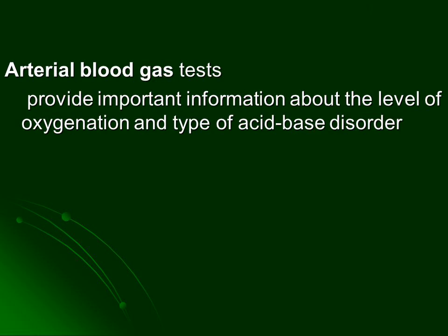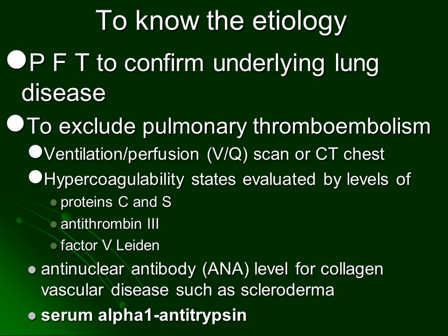Arterial blood gas tests provide important information about the level of oxygenation and type of acid-base disorder, to know the etiology. PFT to confirm underlying lung disease. To exclude pulmonary thromboembolism: ventilation/perfusion, VQ, scan or CT chest. Hypercoagulability states are evaluated by levels of protein C and S, antithrombin 3, factor V Leiden; antinuclear antibody, ANA, level for collagen vascular disease such as scleroderma; serum alpha-1 antitrypsin.